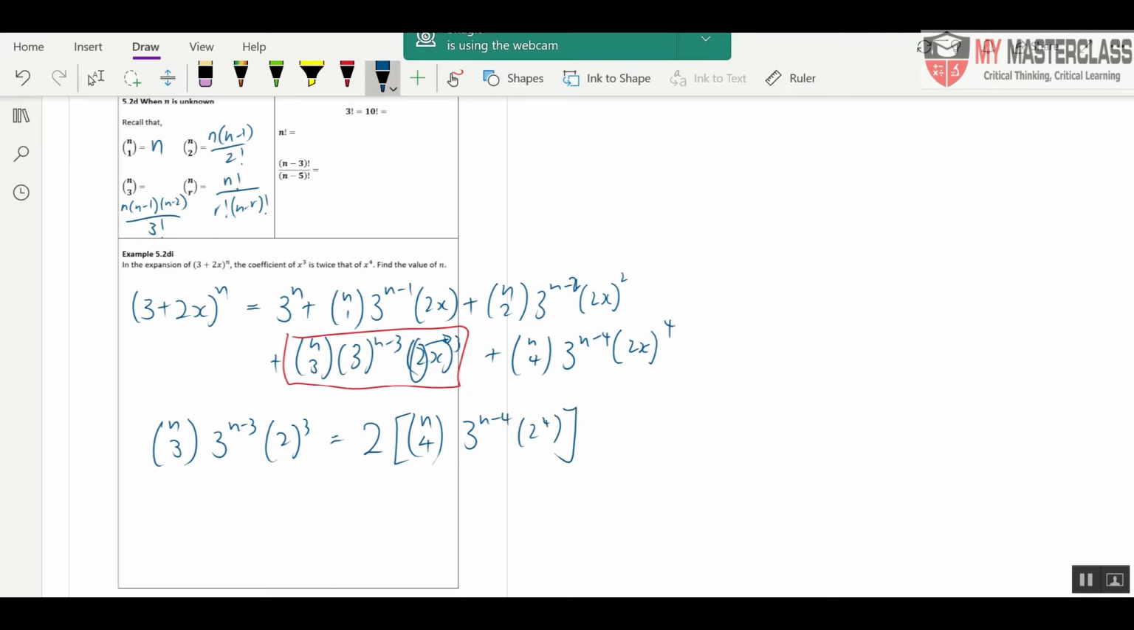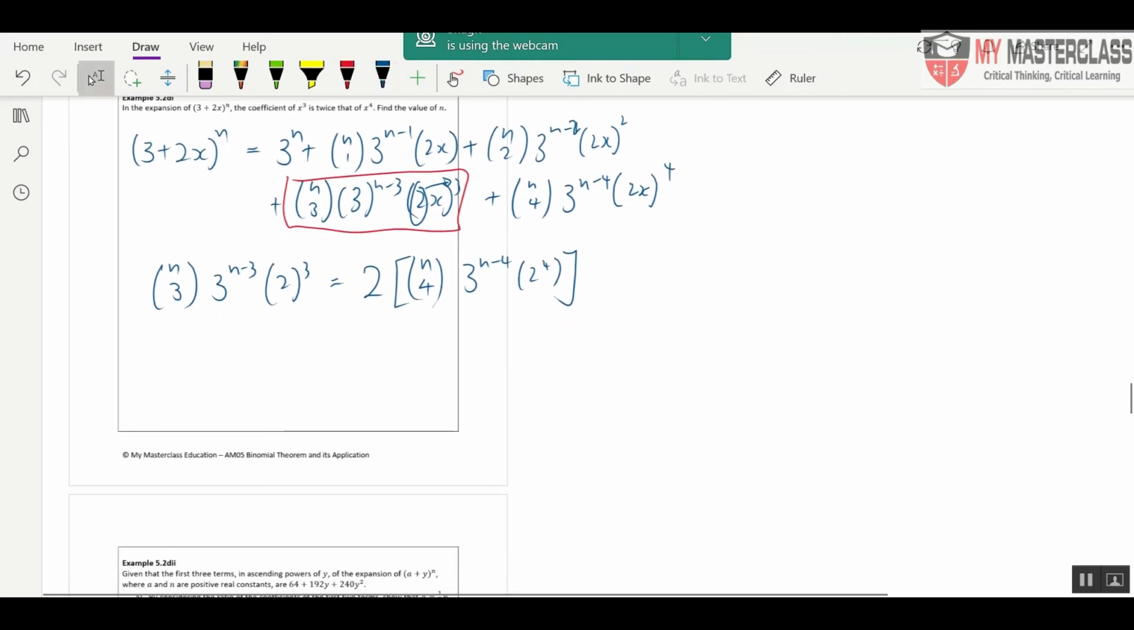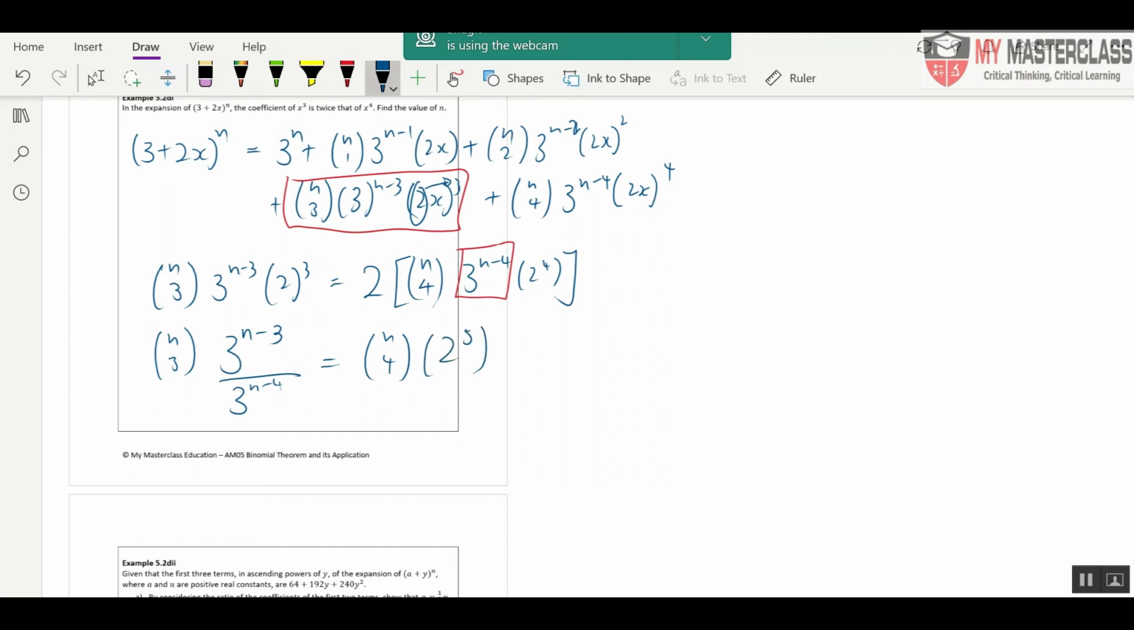Next, we try to group the 2's and the 3's together. This would mean that my n choose 3 stays first, then 3 to the power of n minus 3 divided by 3 to the power of n minus 4. Where does this come from? It comes from here. All this is multiplied, so I bring this over. Then it equals n choose 4, 2 to the power of 5, because 2 times 2 to the power of 4 is 2 to the power of 5, divided by 2 to the power of 3.